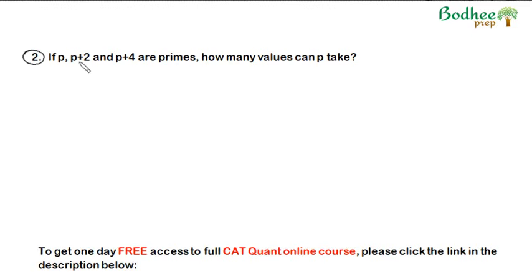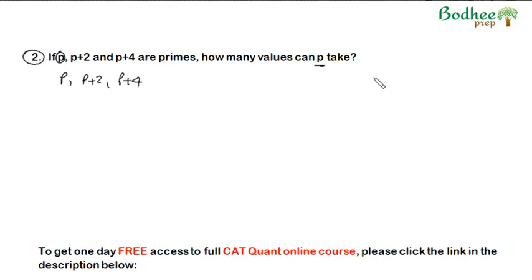Now it says that p, p plus 2 and p plus 4 are prime numbers. Then we have to find how many values p can take. So here p is a prime number, right? So we have to only take prime numbers. And we have to take p as a prime number such that all three values, that is p, p plus 2 and p plus 4, all three have to be prime numbers, right?